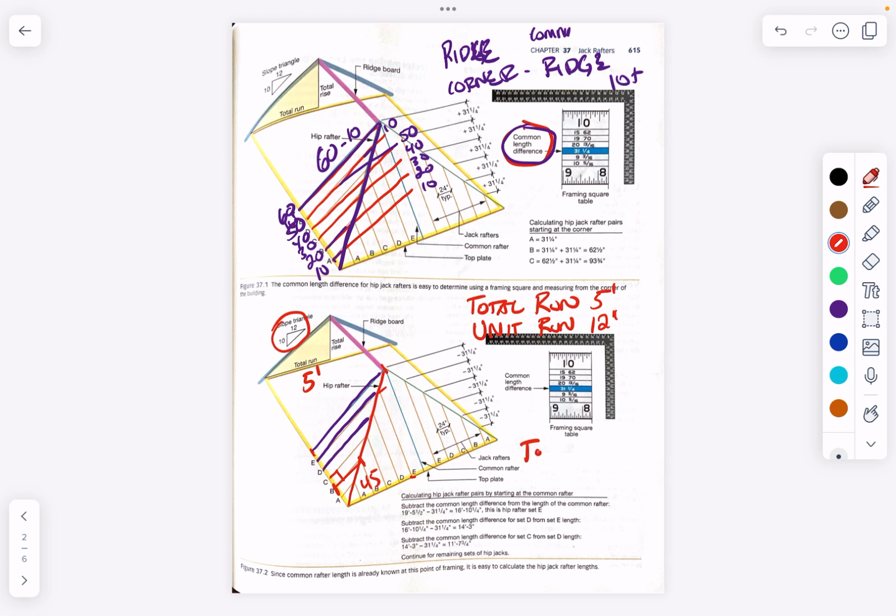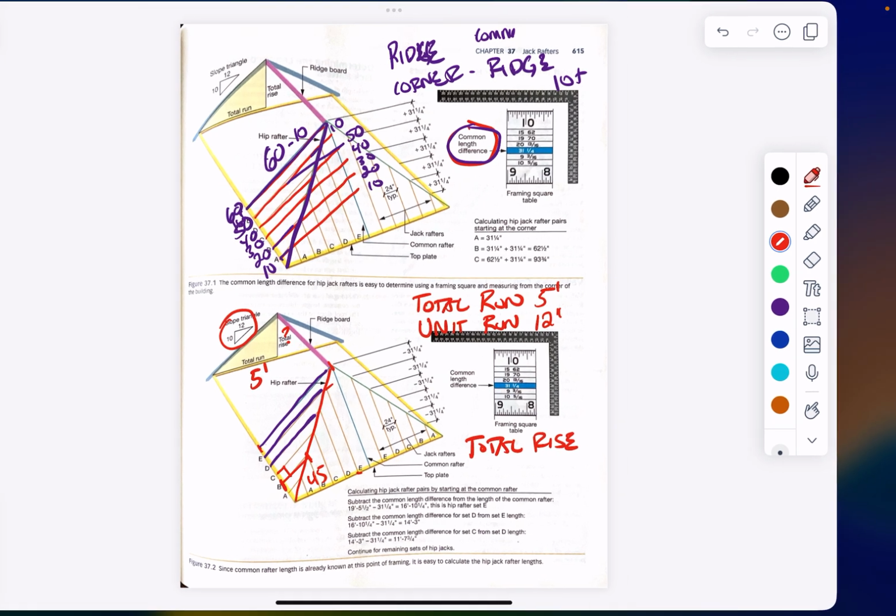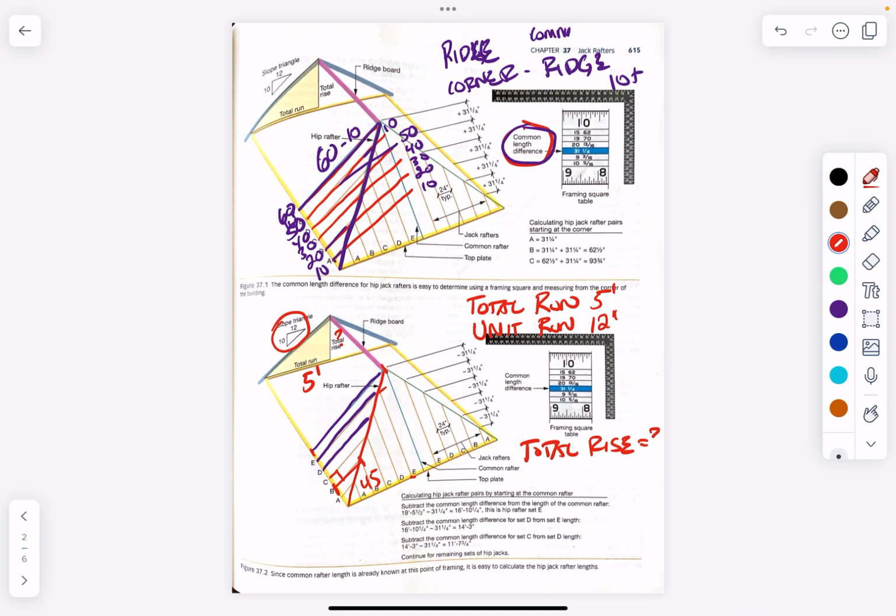Our total rise, we don't know, okay? But our unit rise is this right here, so 10 inches. So we're calling this symbol here, this equals our unit. It's the smaller one. The units make up the total. So there's our units that make up our total.